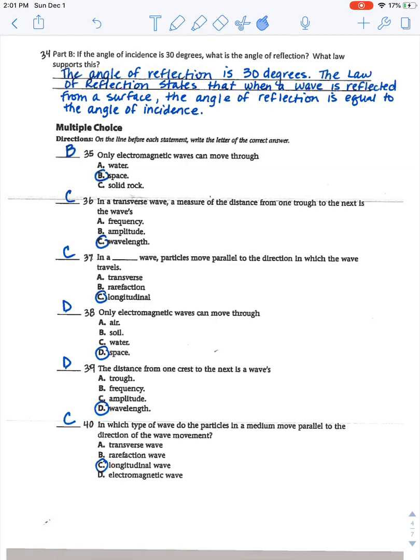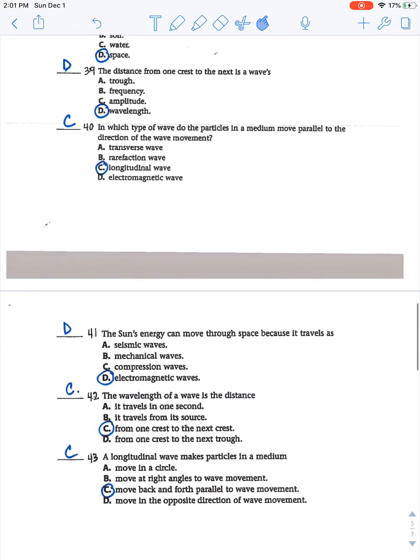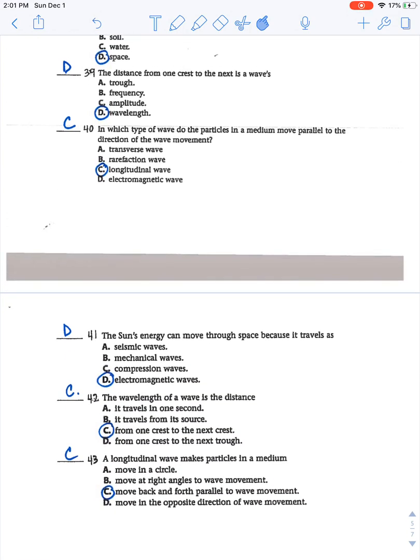40. In which type of wave do the particles in a medium move parallel to the direction of the wave movement? Again, that keyword there was parallel. We know that those would be our longitudinal waves. 41. The sun's energy can move through space because it travels as electromagnetic waves. They do not have to have a medium and they can go through empty space. So 41 is D.